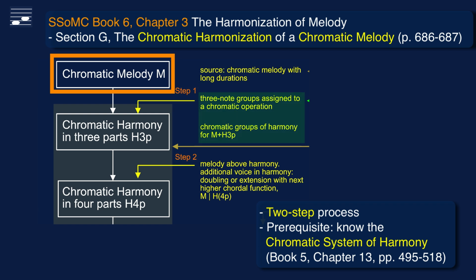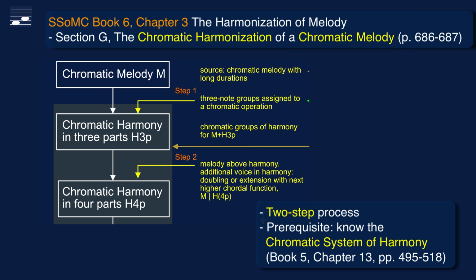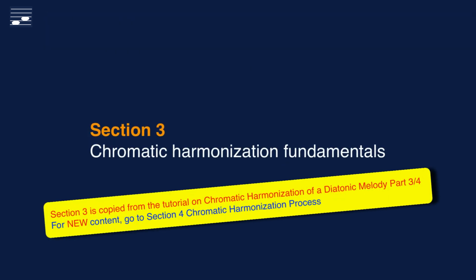The approach assumes that you are familiar with the Schillinger chromatic system of harmony discussed in Book 5. This special harmony extension also appeared in Part 3 from my recent series on diatonic melody harmonization. And in order to watch this tutorial as an independent episode, I've inserted a section from that video that presents essential components from the chromatic harmony system. So, Section 3 consists of earlier material. In case you are familiar with the subject, skip this section and proceed with Section 4, where I demonstrate the application of the chromatic system of harmony.